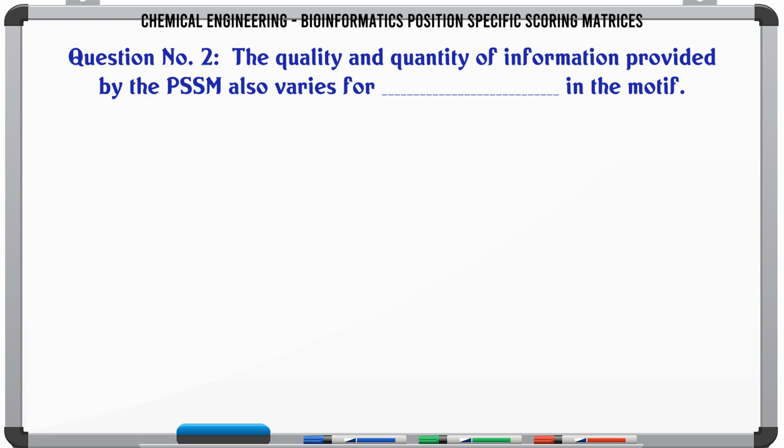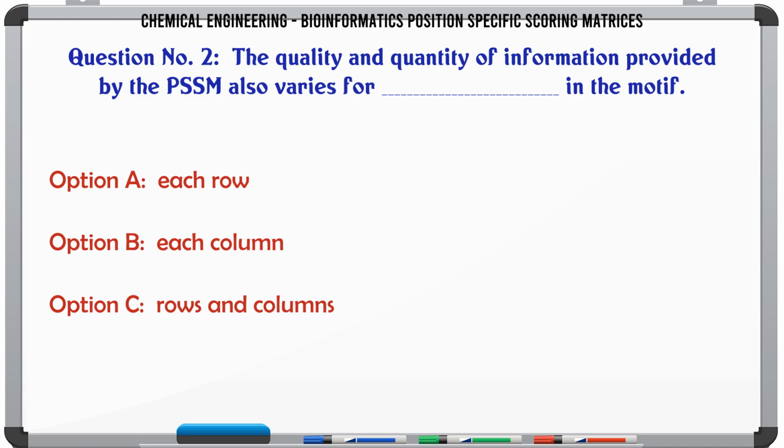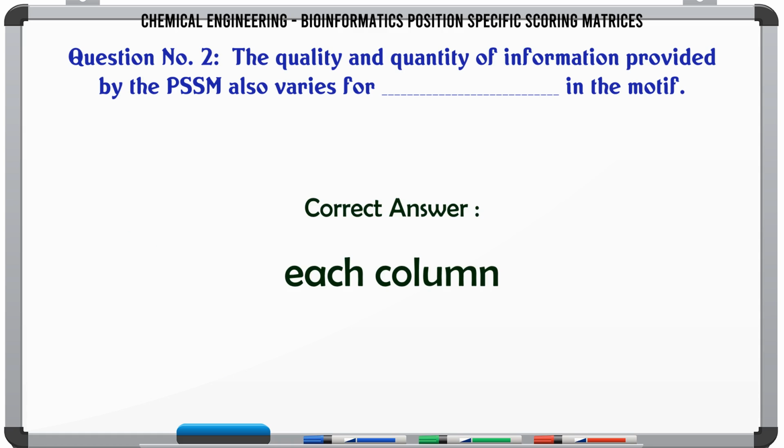The quality and quantity of information provided by the PSSM also varies for ___ in the motif. A. Each row. B. Each column. C. Rows and columns. D. Neither the rows nor the columns. The correct answer is each column.